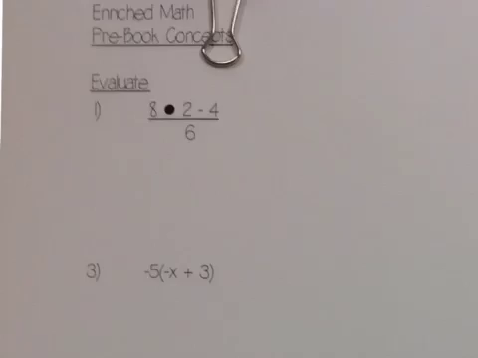For problems like number 1, it's assumed that there are parentheses around the top. So you want to make sure that you simplify the top, simplify the bottom, and then reduce your answer. So we have to do multiplication before we subtract, which gives us 16. We have 16 minus 4 on the top, which gives us 12. There's nothing more we can do with the 6. So then we divide and we get 2 for our answer.